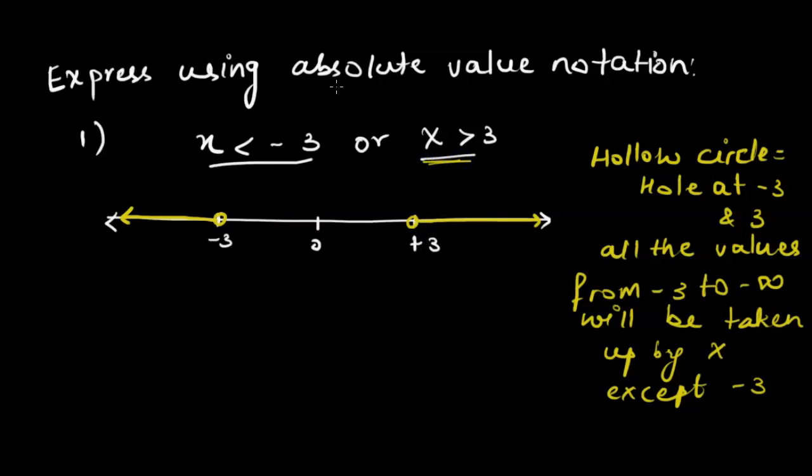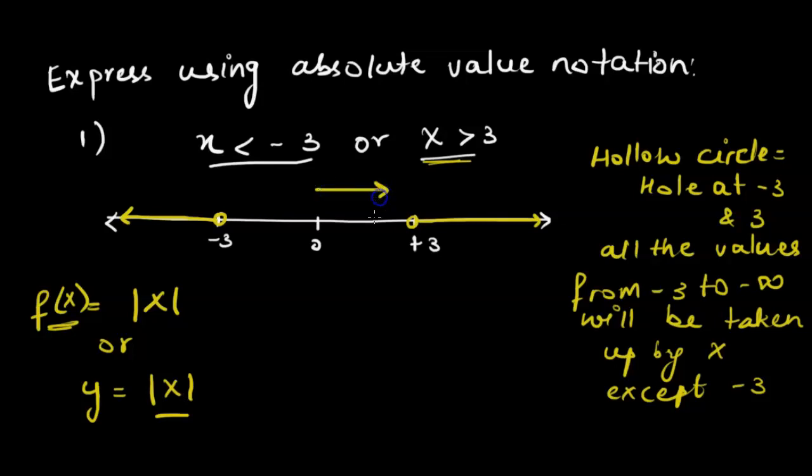Now the question wants us to express using absolute value notation. So we have to rewrite this question in terms of absolute value. We know absolute value notation is a representation of f(x), or we can say it's a representation of y. So we are supposed to find out what is the value of y when x is less than -3 and x is greater than 3. We also know from the definition of absolute value function that the y values for an absolute value function would always be positive. And the positive values on a number line are always the numbers on the right side from 0.